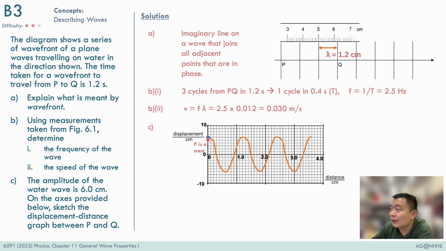Okay, next, notice that when we start with a crest, because P represents a wavefront, so let's take it to be a crest. One complete cycle, the wavelength is 1.2 cm. So from a crest to a crest, this distance should be 1.2 cm. And the troughs will happen at half a cycle away, which is over here, and this should be 0.6 cm away. So these are the things that you should check for your displacement distance graph of this wave.